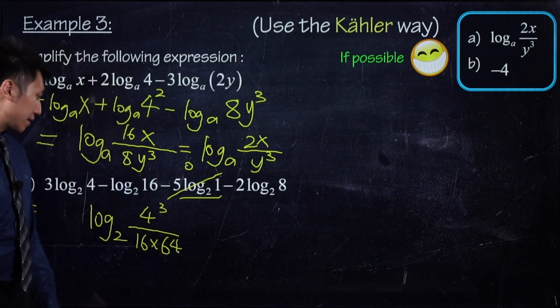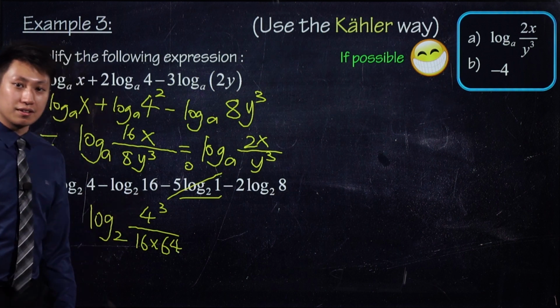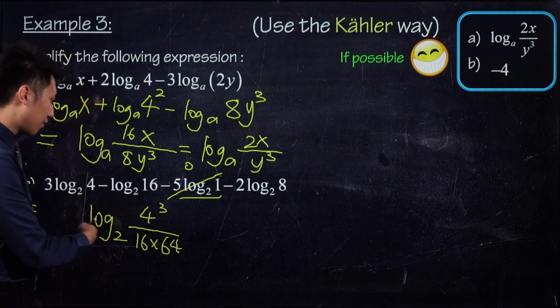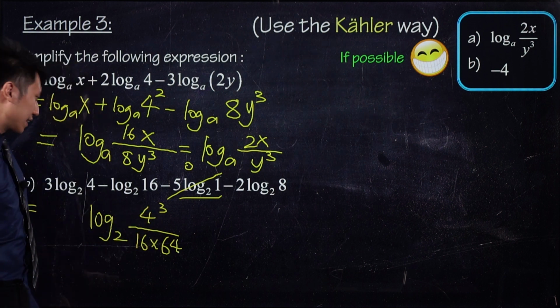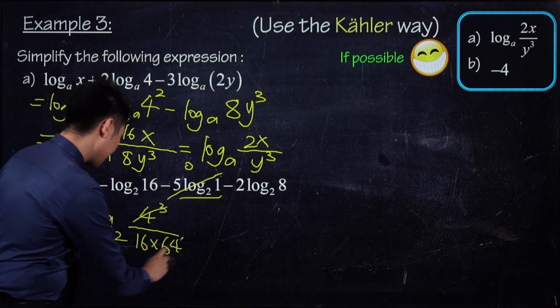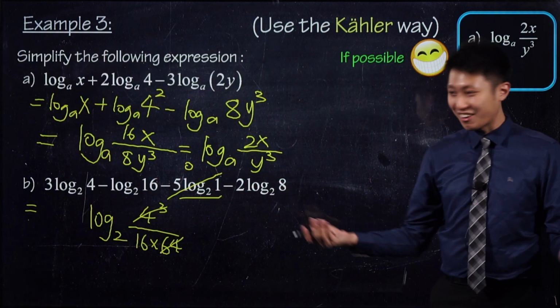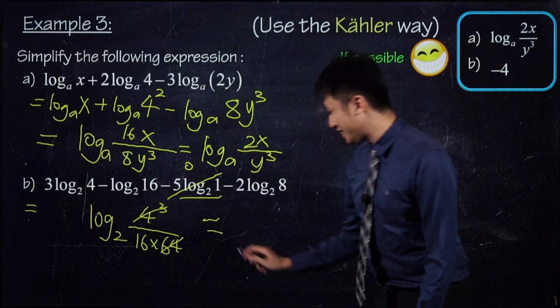Okay, so what do you get? What's 4 to the power 3? 16 times 4 again, you get 64. So this term and this term will be cancelled off. You know that from your calculator. But you know, I don't need a calculator, so I'll just tell you what that is.